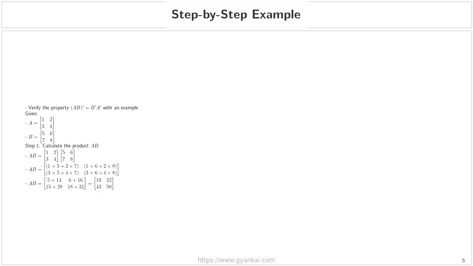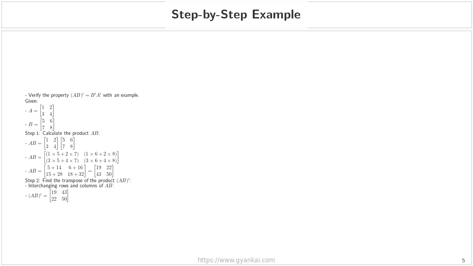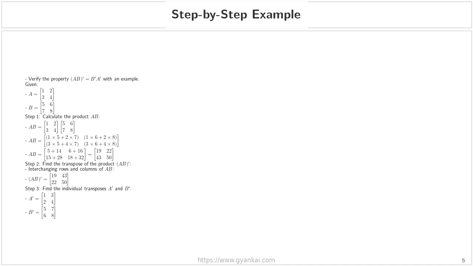Step 2 is to find the transpose of this product, denoted as the transpose of AB, by interchanging the rows and columns. The first row becomes the first column, and the second row becomes the second column. This results in a matrix where the first row is 19 and 43, and the second row is 22 and 50. Now let us approach this from the other side.